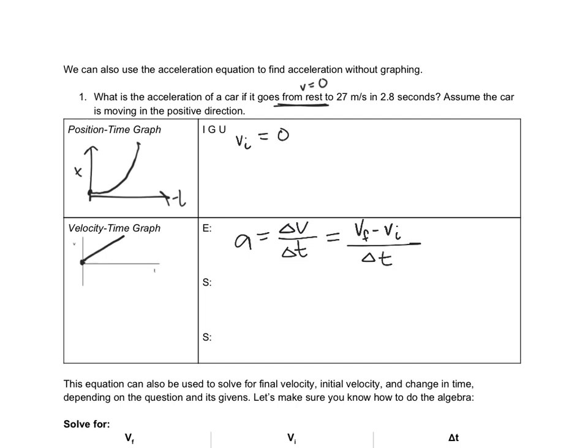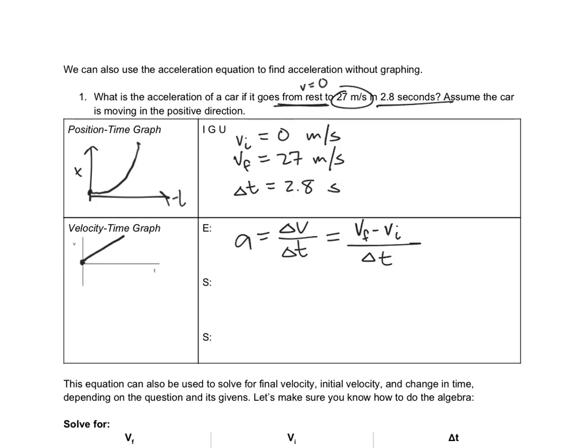So that's 0 meters per second for this question. And then it goes to 27 meters per second. That's its final velocity. That's how fast it gets up to. From 0 to 27, and it takes 2.8 seconds. So delta t equals 2.8 seconds.